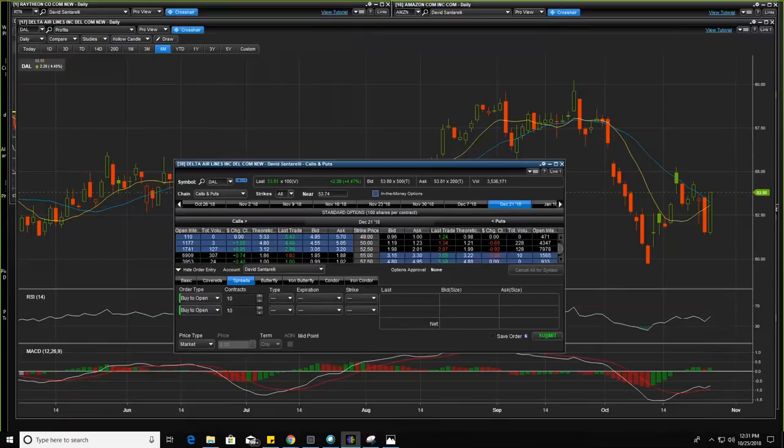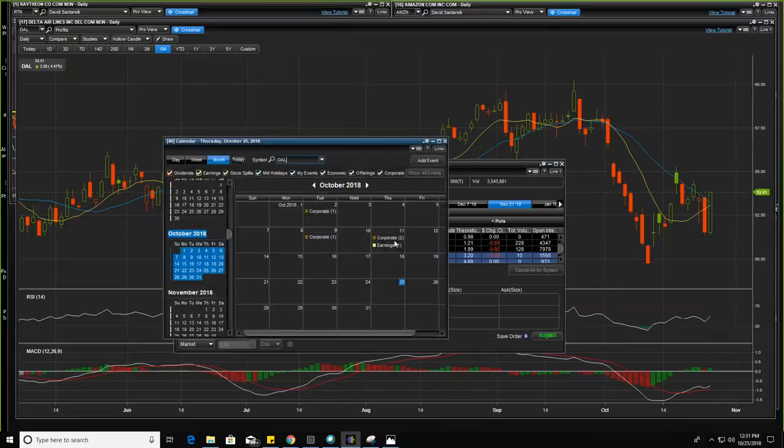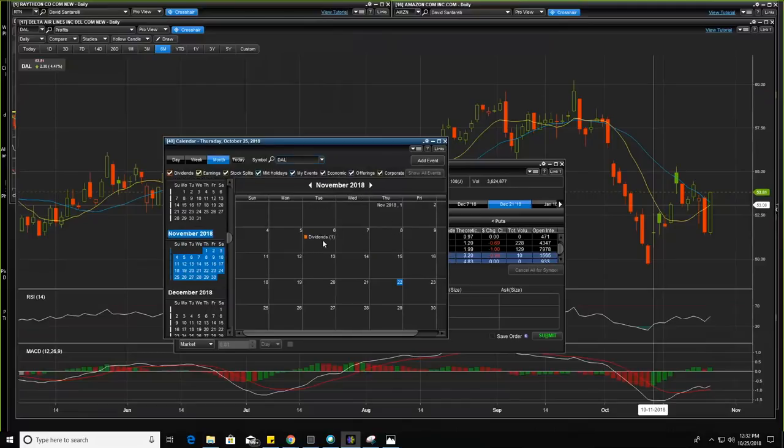Now, first off, guys, what do we have to do? We have to look and see, is Delta reporting earnings, dividends, anything like that? We come down here and take a look. Delta earnings on the 11th. So it already had earnings. This is probably right around the 11th when it dropped. So here was the 11th. It must have had pretty good earnings because it went higher. All right. Let's see if there are any dividends, anything we need to worry about. There's a dividend coming up on the 6th.